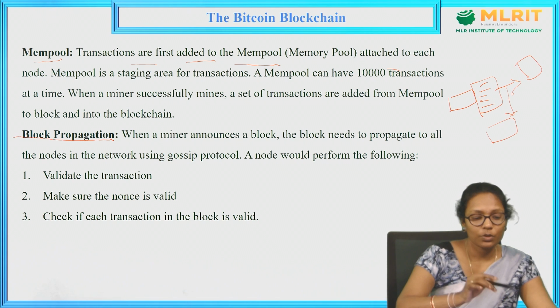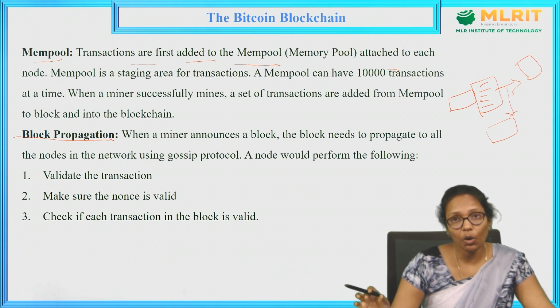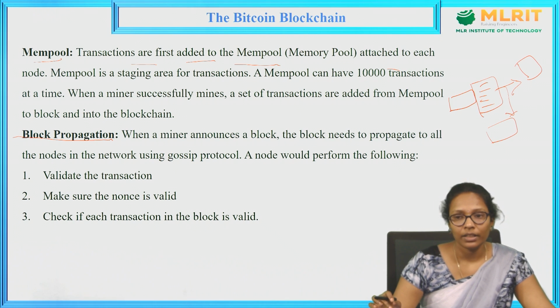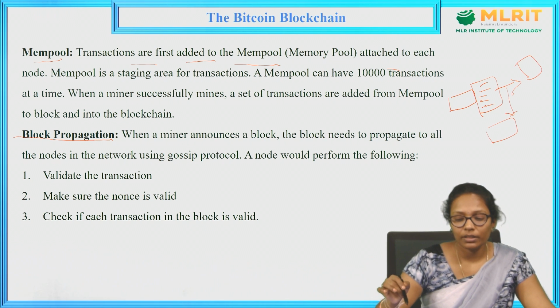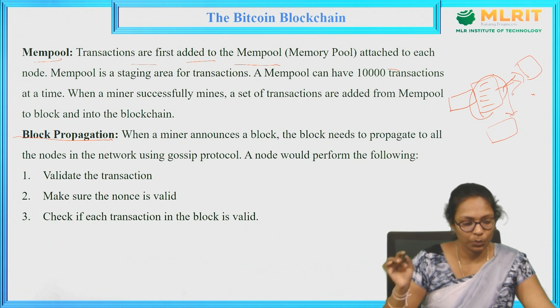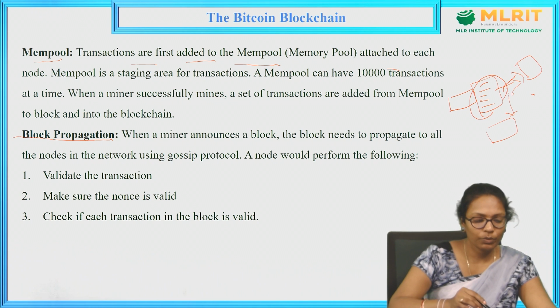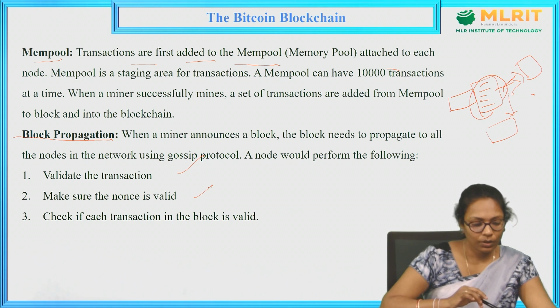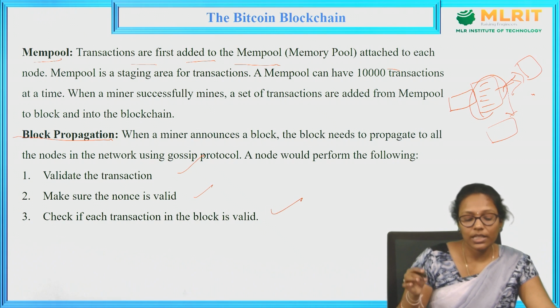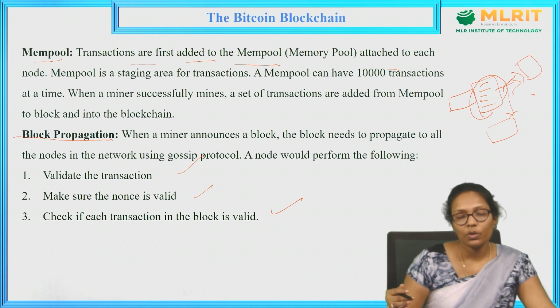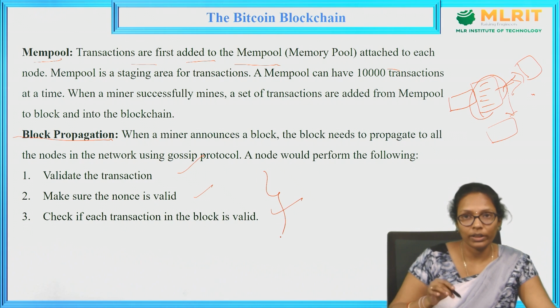And block propagation. The block will be propagated to all other nodes if it is valid. If the transaction is validated by a node, then it will be propagated to all other nodes. While propagating, each and every node should check whether the transaction is valid or not, whether the nonce is valid or not, and whether each transaction in the block is valid or not. So before propagating, we should check all these three things.